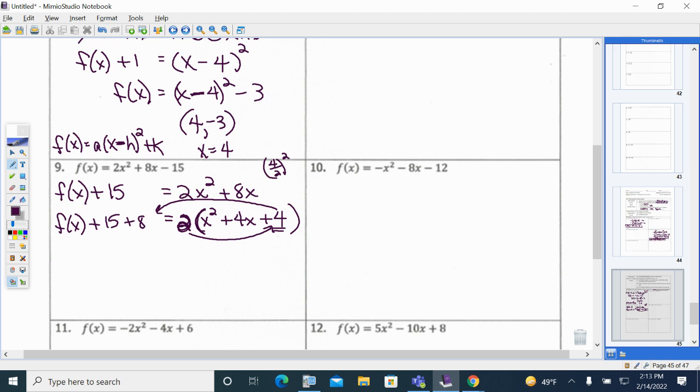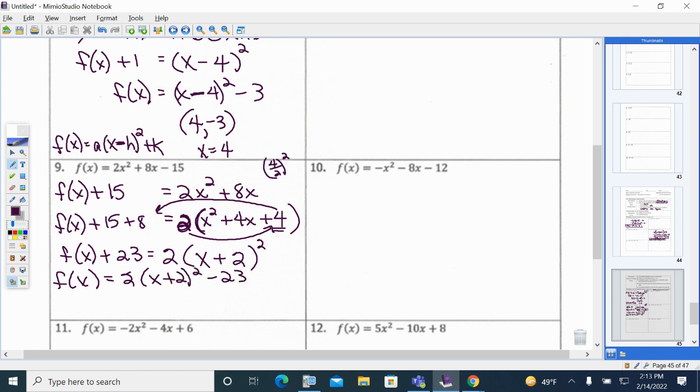All right, so now what we want to do, I'm going to combine my 15 and my 8, and I'm going to get a positive 23 equals. I'm going to factor, the 2 stays. Now my trinomial is a perfect square trinomial at this point, and it's going to factor into (x plus 2) squared. And then the last step is to subtract that 23. So we get f of x is equal to 2 times (x plus 2) squared minus 23. We've changed our equation from standard form to vertex form.